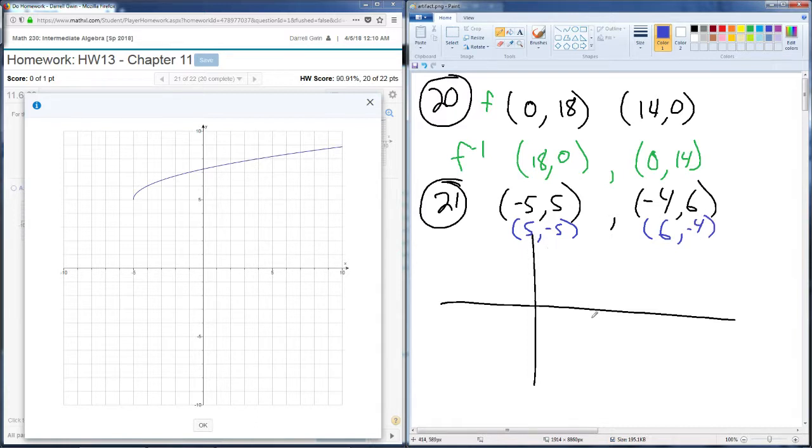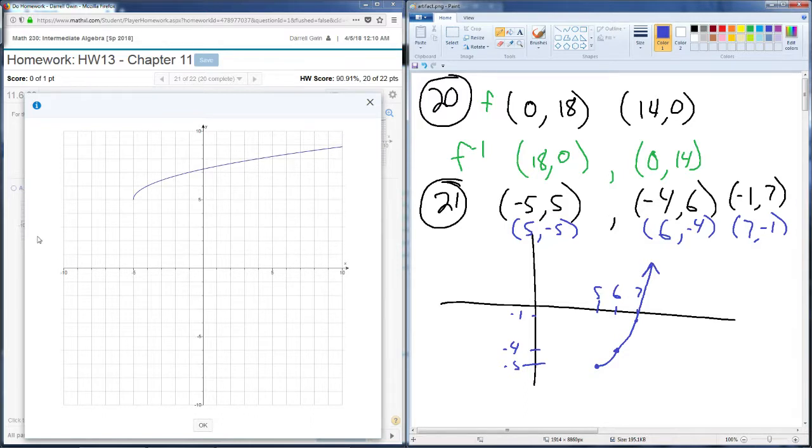Let's see. 5 to the right: 1, 2, 3, 4, 5 to the right is right here. -5 down is right there. 6 to the right is right here. -4 is right here. So that is about right there. That doesn't totally give it, but I think I could do one more point, which is -1, 7. Let's reverse those: 7, -1. 7 to the right, -1. And we kind of have an idea.